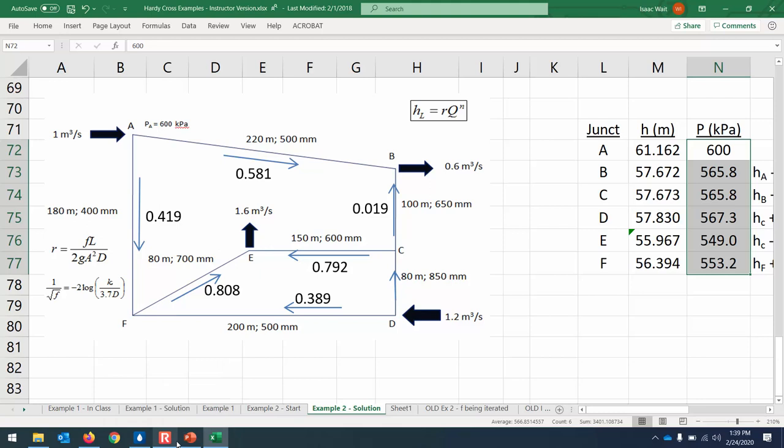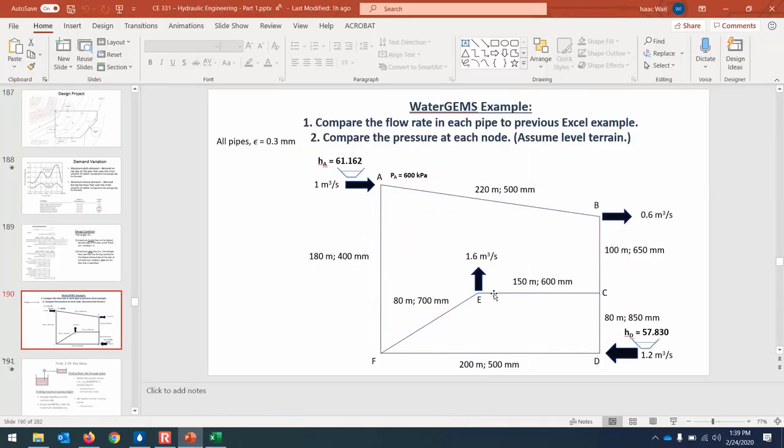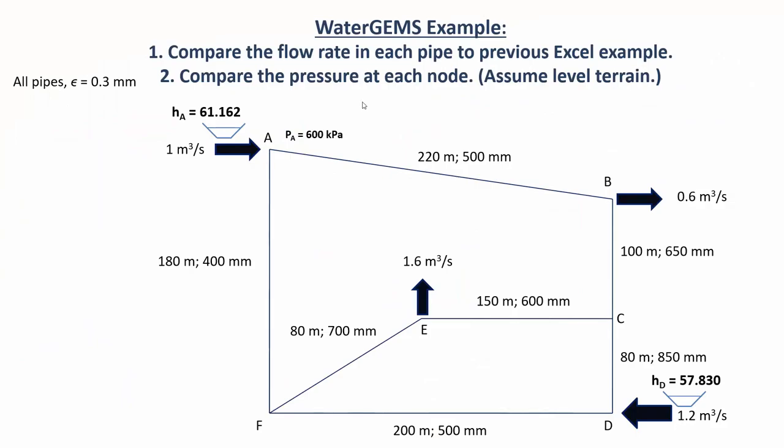So I've added two things into this illustration that didn't exist, and that is a couple of reservoirs, because in WaterGEMS you can't just tell it that the water is coming in. You have to give it a place that the water is coming from, and the simplest way to do that is with a reservoir. So we'll create a reservoir at A that's causing this 1 cubic meter per second to be able to come in. And we'll put in a reservoir at D, because that was the other location that water was coming in.